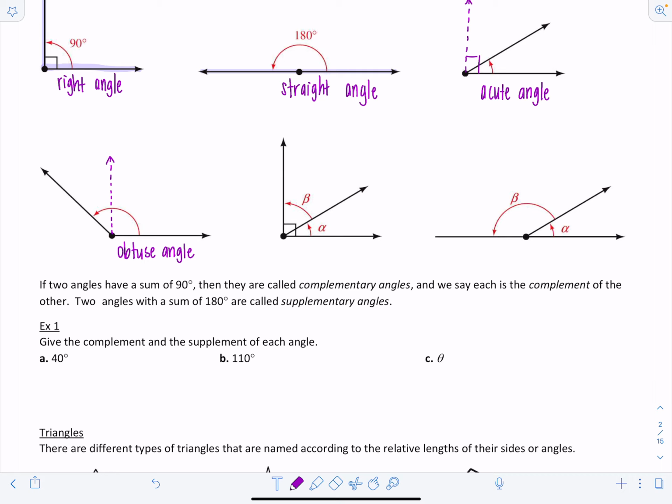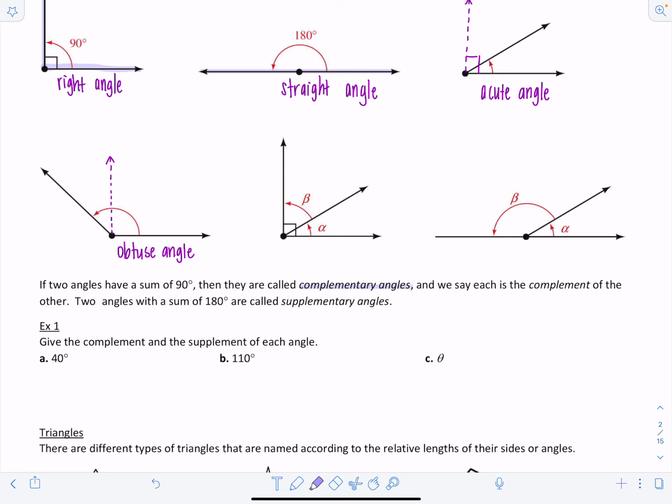Now, if two angles have a sum of 90 degrees, they are called complementary angles, and we say each is the complement of the other. So for example, two angles that are complementary would be something like 30 degrees and 60 degrees. You would say 30 degrees is the complement of a 60-degree angle, and vice versa. 60 degrees is the complement of a 30-degree angle.